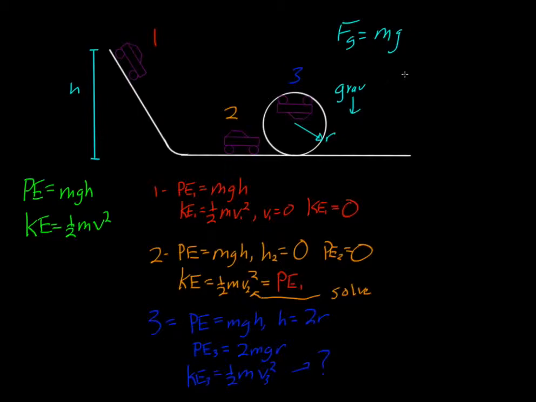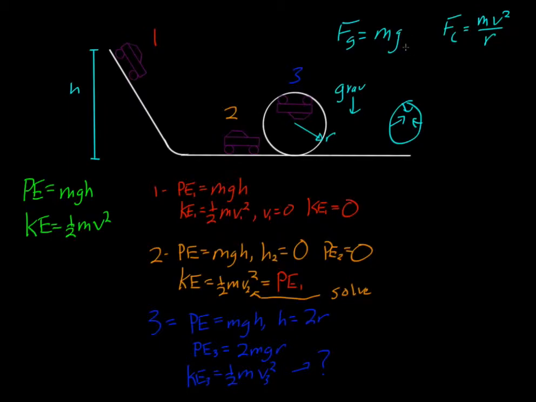We also have something called centripetal force acting on the car at this point. Centripetal force is the force that pulls the car towards the center of the circle. It always pulls it towards the center of the circle. Okay? So centripetal force always pulls you towards the center of the circle. Centripetal force is equal to mass times the velocity squared over the radius.